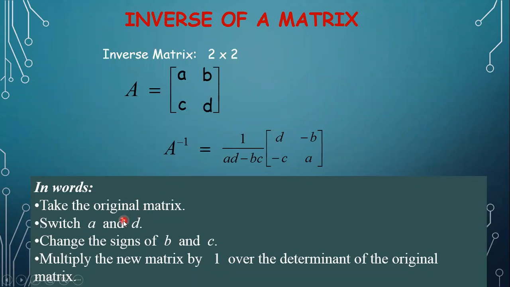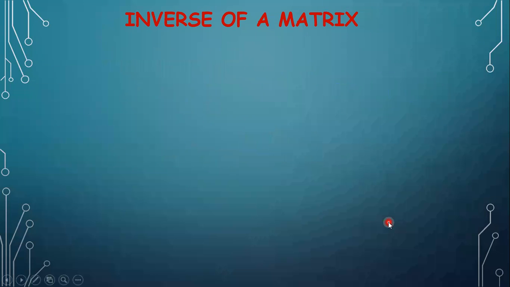So basically, these are the steps for finding the inverse. We take the original matrix, we switch a and d, and then we change the signs of b and c, and then we multiply with 1 over the determinant, which is this one here. This is how we get the inverse of any matrix.